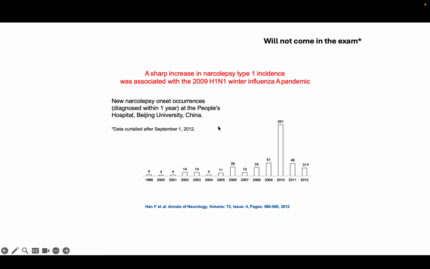And they started to see narcolepsy type 1, which I'll explain in a moment. This is a disease where you usually have maximum 50 cases a year, usually around 11 cases. Then in 2010, after the 2009 H1N1 pandemic, you have a sharp increase, and then it decreases. People were wondering, why is there suddenly an increase of this narcolepsy?